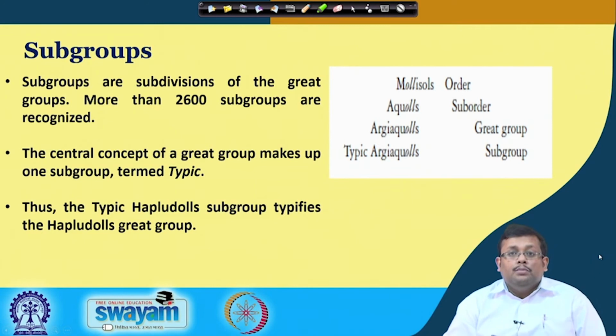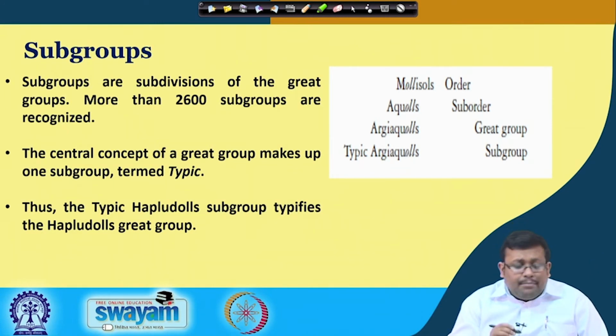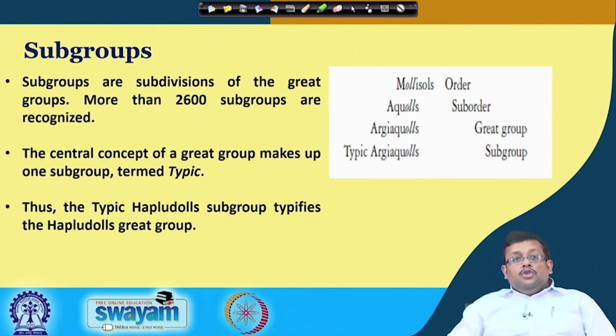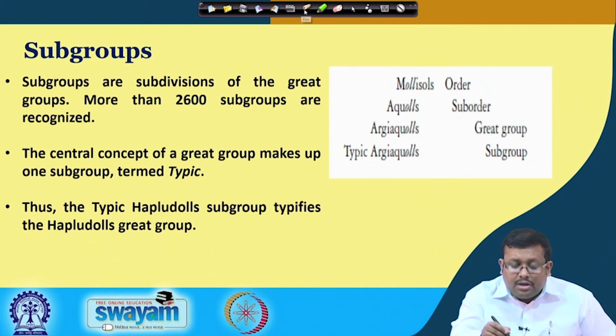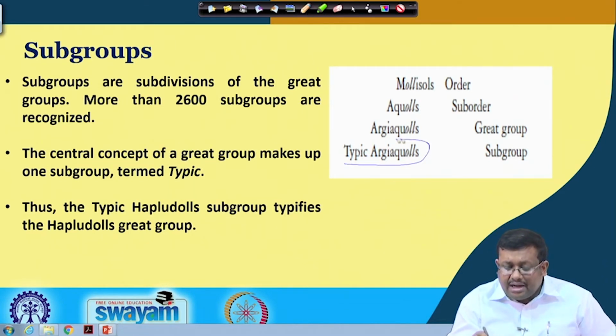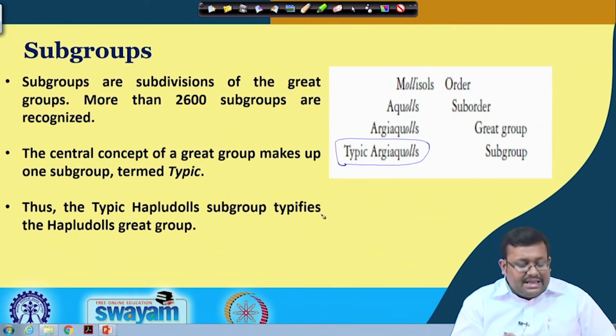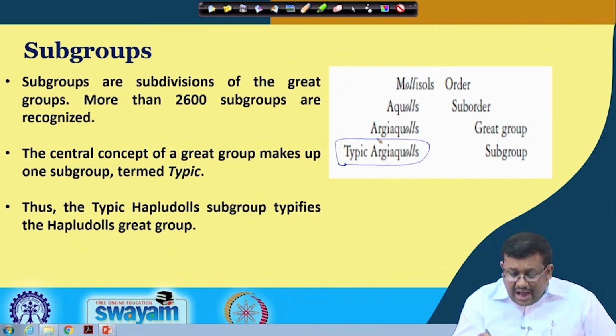Let us see subgroup. Subgroups are subdivisions of great groups, and more than 2600 subgroups are recognized so far, and the central concept of a great group makes one subgroup, termed typic. For example, as you can see here, we have a subgroup called Typic Argiaquolls. Typic Argiaquolls typifies the Argiaquoll great group.